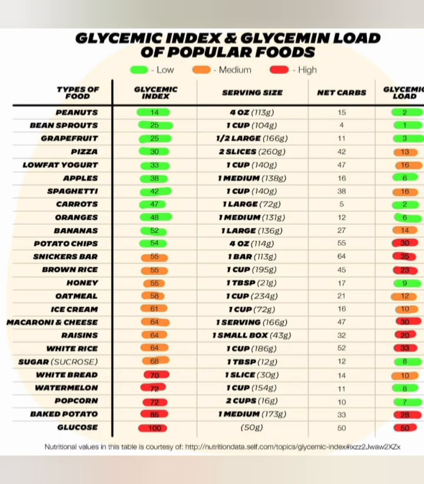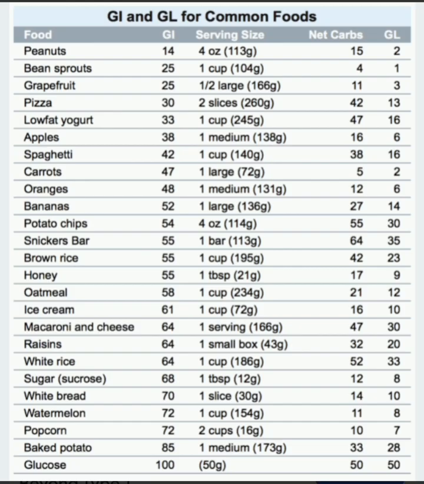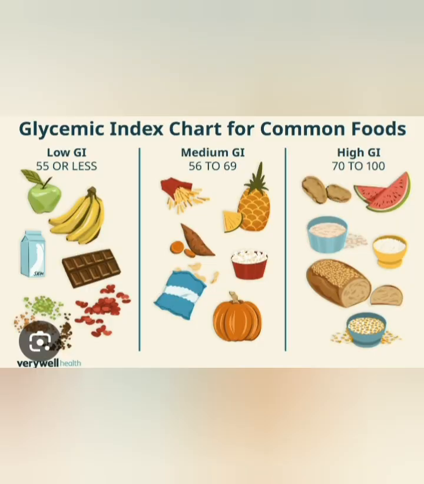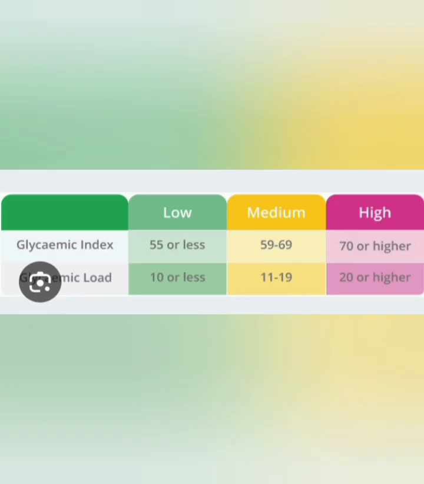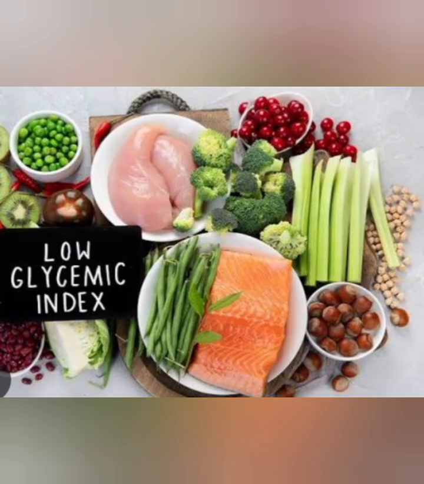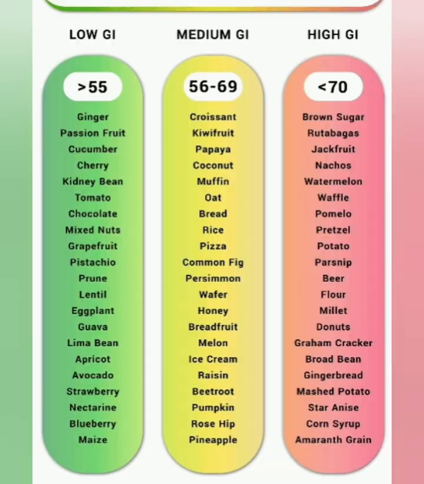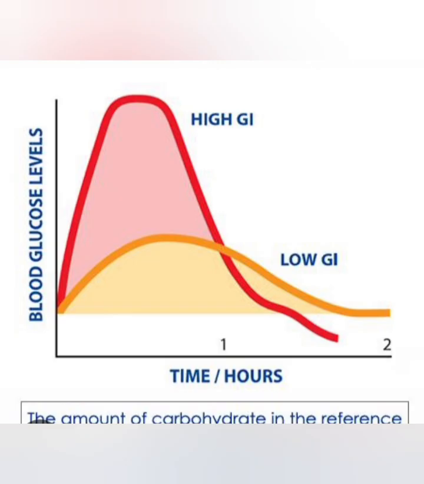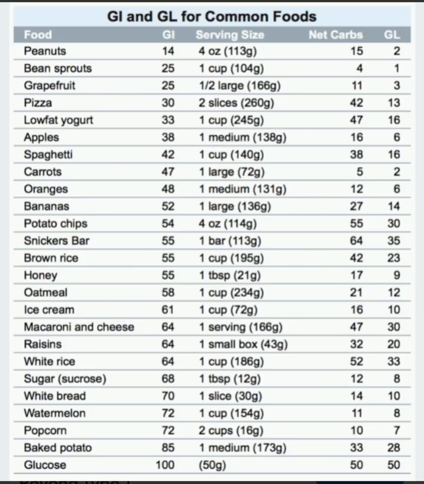Understanding GL values: low GL, 10 or less; medium GL, 11 to 19; high GL, 20 or higher. Importance of GL: more accurate portion control, blood sugar management. Examples of GL: watermelon, high GI but low GL; white bread, high GI, high GL due to high carbohydrate content. Incorporating GL into your diet: focus on whole foods, choose complex carbohydrates, be mindful of portion sizes.